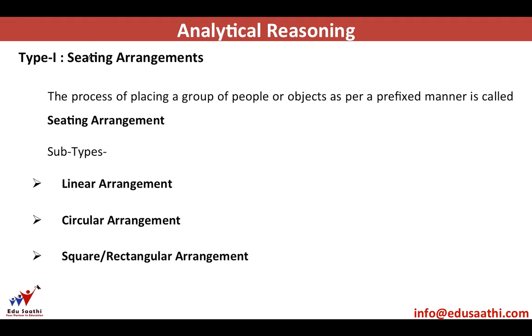This is the most important part, the most commonly asked question, as in there will be a group of people sitting around or sitting in a particular manner. You would be asked to give a valid inference for that. This is the process of placing a group of people, and this is an important word, or objects, in a prefixed manner. Things or people can be arranged in a linear manner or a circular manner or around a polygon. It could be a square or a rectangle. Rarely is any other form asked. So make sure you do questions on all three parameters.